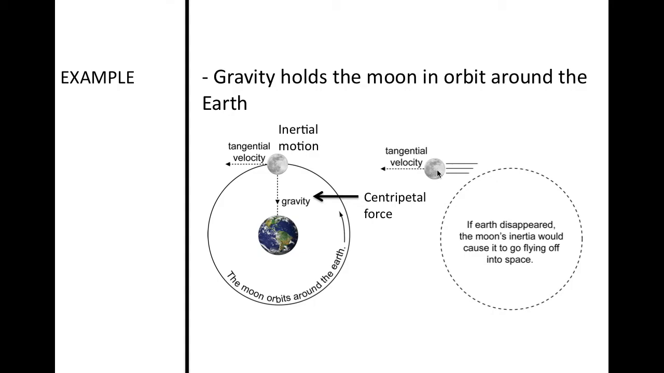So inertia says it's going this way. If the Earth disappeared when the moon was traveling in this direction, then the moon would just go right off the page over here in this direction. If the moon was over here, it would go this way to the right. So as you can see, it's very theoretical, of course, but if the Earth were to disappear, then the moon would just continue going whichever direction it wants to go, which is what inertia is.